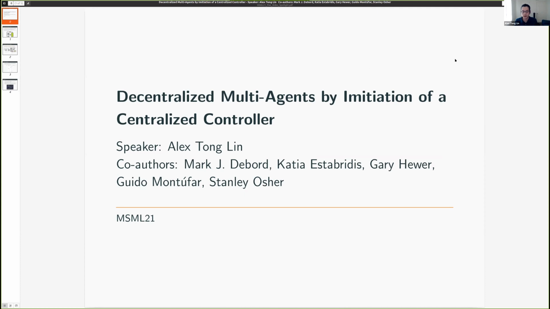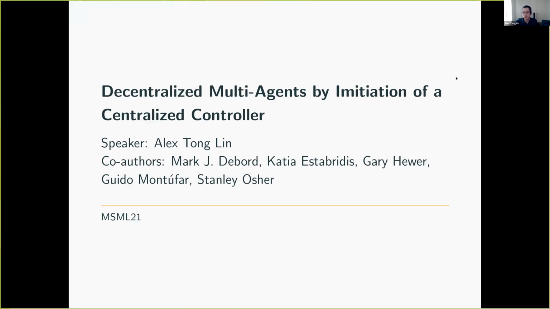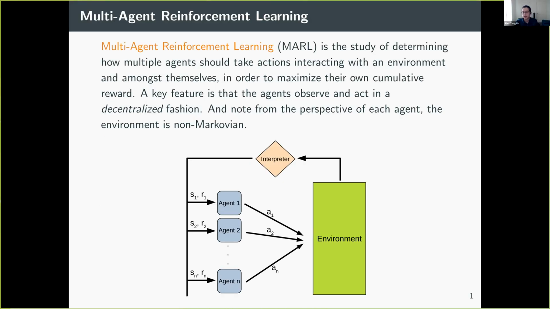Today I'll be talking about decentralized multi-agents by imitation of a centralized controller. Reinforcement learning is, of course, a single agent reinforcement learning algorithm. And here I'm talking about a multi-agent reinforcement learning algorithm. So what's the difference, really? Well, the difference is there are multiple agents, I suppose. But there's also a difference in how things are run.